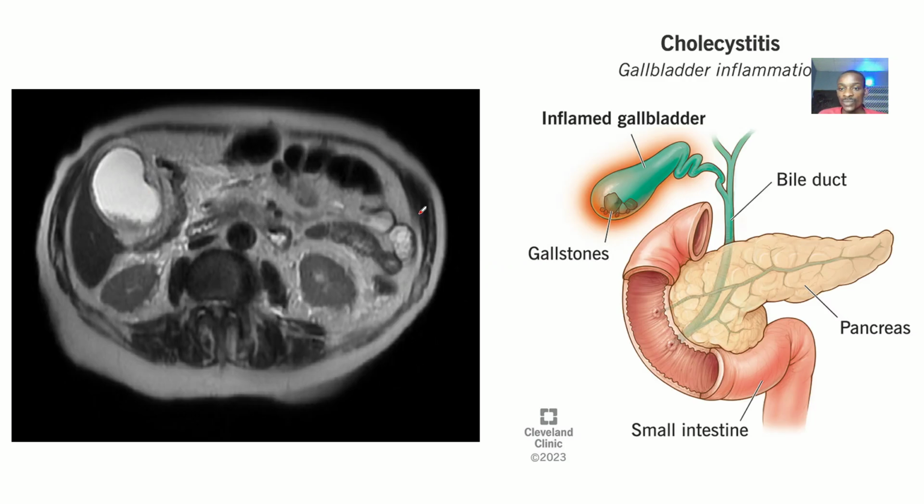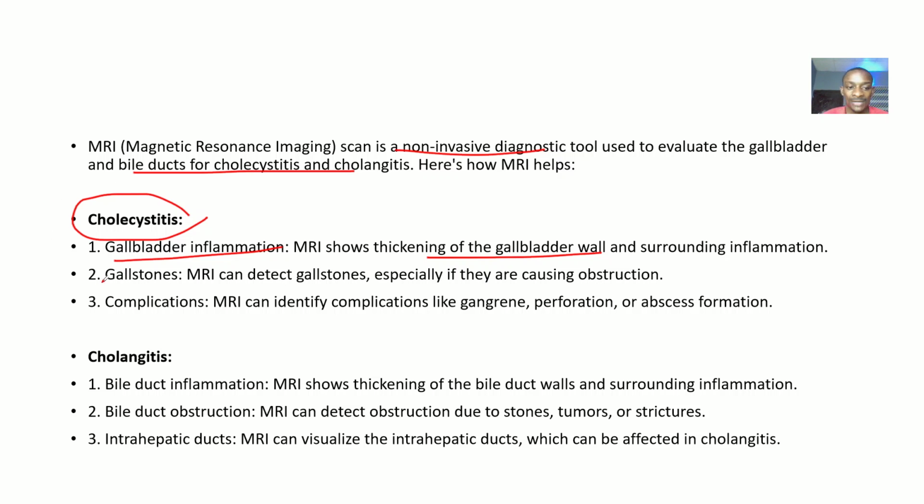The gallbladder normally should be small in size. Now if you have a big gallbladder like this, it shows you that there's inflammation. Then gallstones: if there are gallstones too, MRI can detect gallstones, especially if they are causing obstruction. There are also complications. MRI can identify if there are complications or if there would be possible complications.